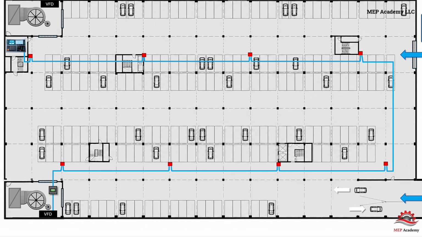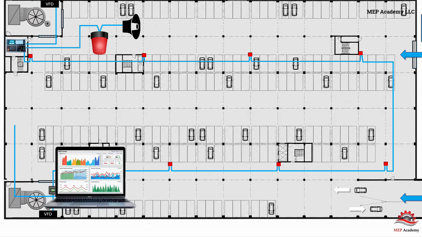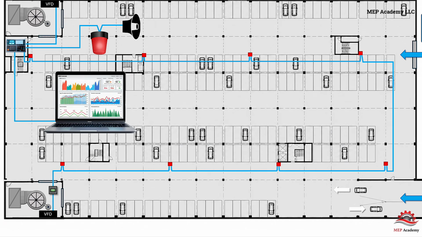The controller is also connected to the exhaust fan VFDs, makeup air fan VFDs, alarm horn, flashing strobe light, and often the building automation system through an Ethernet connection. This allows the controller to continuously monitor the garage while automatically adjusting ventilation based on actual carbon monoxide levels.